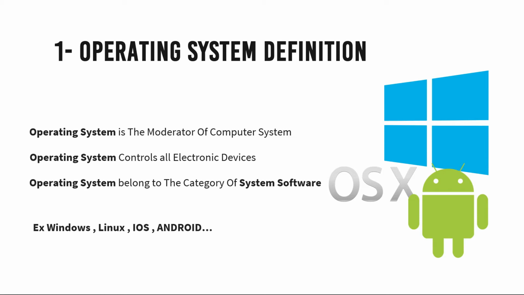The type of operating system differs from one device to another. For example, personal computers mostly use Windows, Linux, and OS X, but mobile devices use Android and iOS. In this video, I'm going to talk about the Linux operating system.